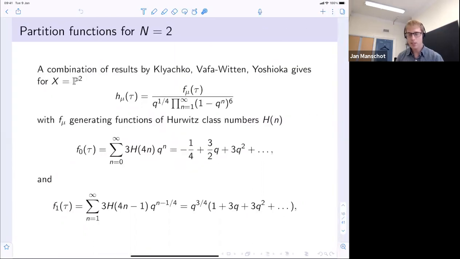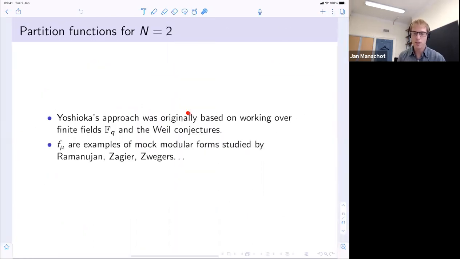Okay. So basically, these calculations followed an approach to determining these Euler numbers which I learned from the papers of Yoshioka, working over finite fields F_q. Sorry, this q is completely different from the q in terms of the tau variable, but it's hard to avoid this. It's the only place where this q appears this way, and the Weil conjectures. And the f_mu in current language are examples of mock modular forms studied by, say, Ramanujan over a century ago, and then other number theorists like Zagier and Zwegers.